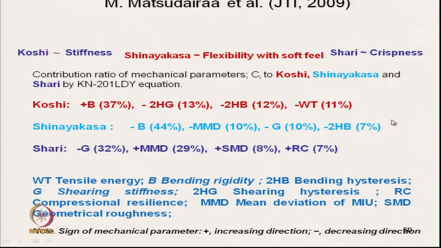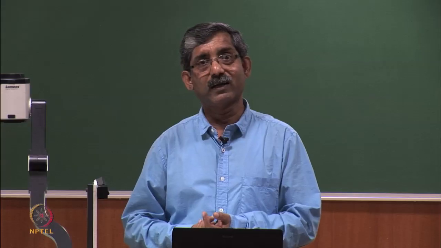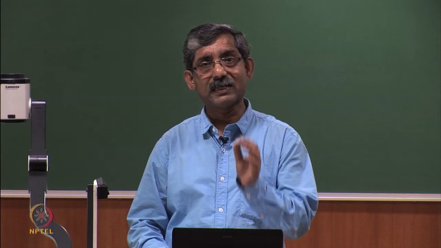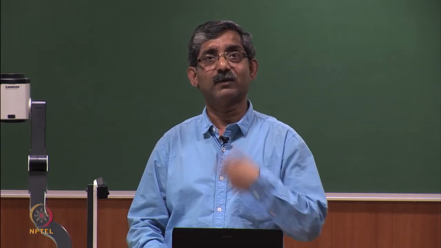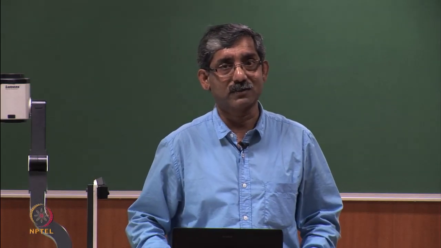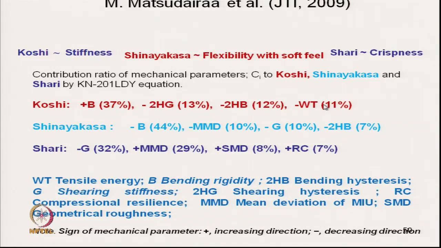That means the primary hand value, the primary hand expressions, we can get from the basic parameters which we get from the Kawabata evaluation tester. So, these are the primary values which we have got.